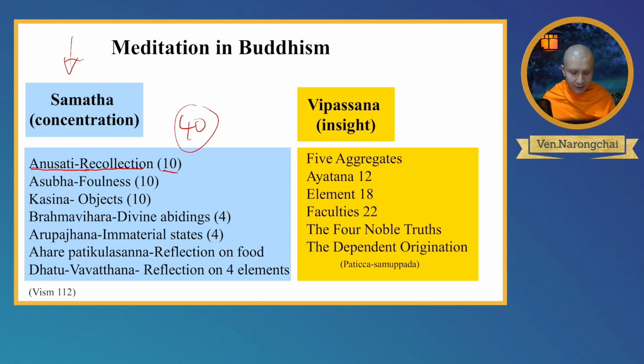Recollection, there are 10 things. For example, think of your precepts, think of the good things that you have done. Think of the Buddha, think of the Dhamma, think of the monks, think of something that regains your consciousness and keeps the mind still.